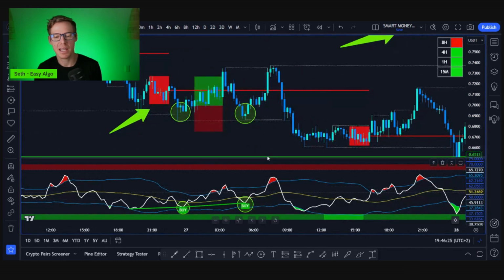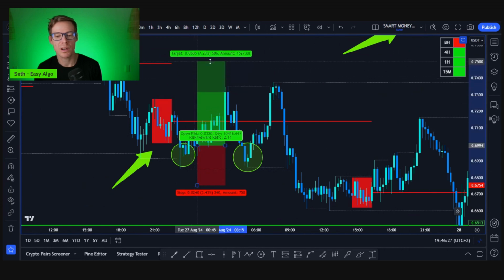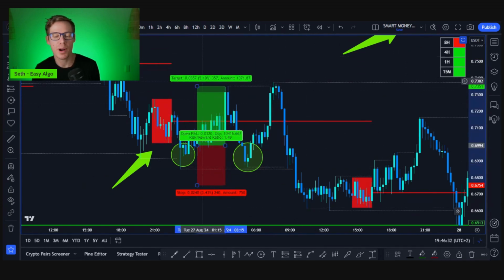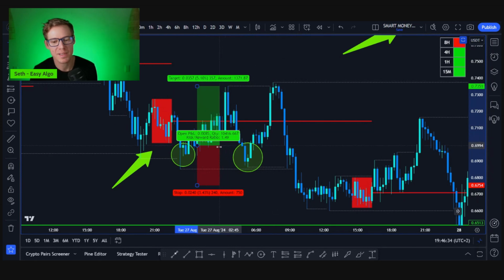Sometimes it's better to take smaller amounts because look, imagine we had wanted to target higher. We would have lost all that money. So this is the thing with trading. Price does not move in a straight line. It moves up and down.